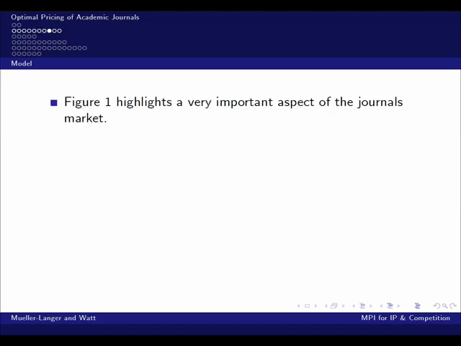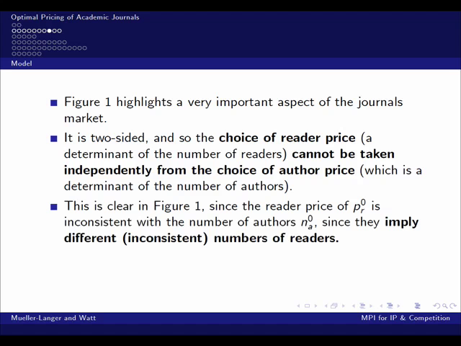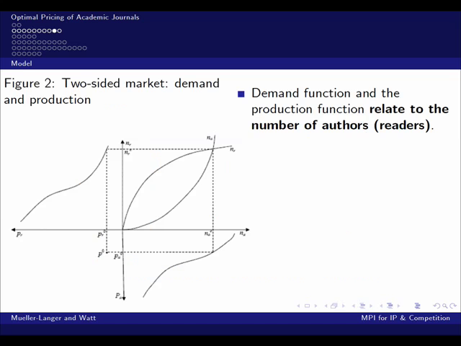So what is important to note is that we have to address this two-sided market feature of the academic journal in order to address this problem. The choice of reader price cannot be taken independently from the choice of the author price. This is clear from figure one: inconsistent numbers of readers are implied by this reader price and the number of authors. So in order to solve this problem, we have to simultaneously include a similar analysis of the author side of the market. And this is what we do here.